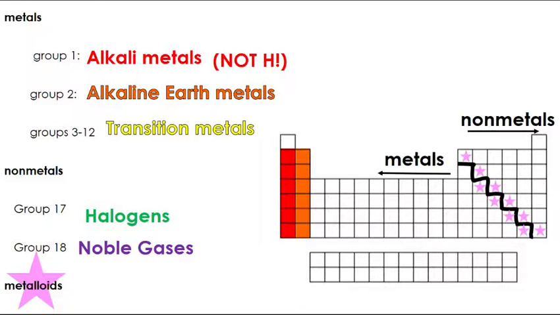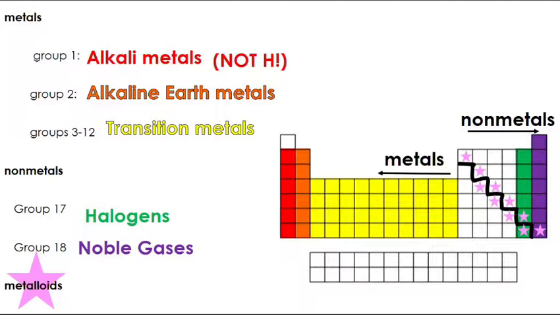Our second group is alkaline earth metals. Then we've got our transition metals. And then our noble gases and halogens are over in the nonmetal area. Halogens are the second to last column, and noble gases are the last column. So that's where we see that we have some nonmetals and metalloids, rather, that are also halogens and noble gases.